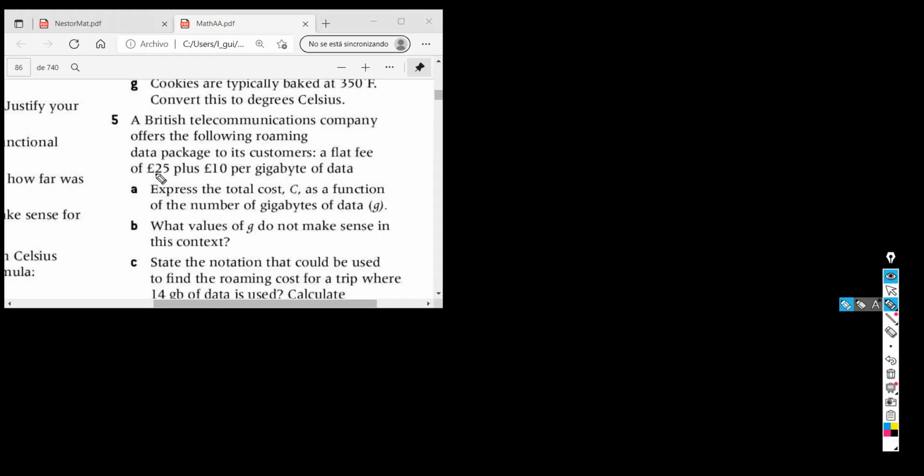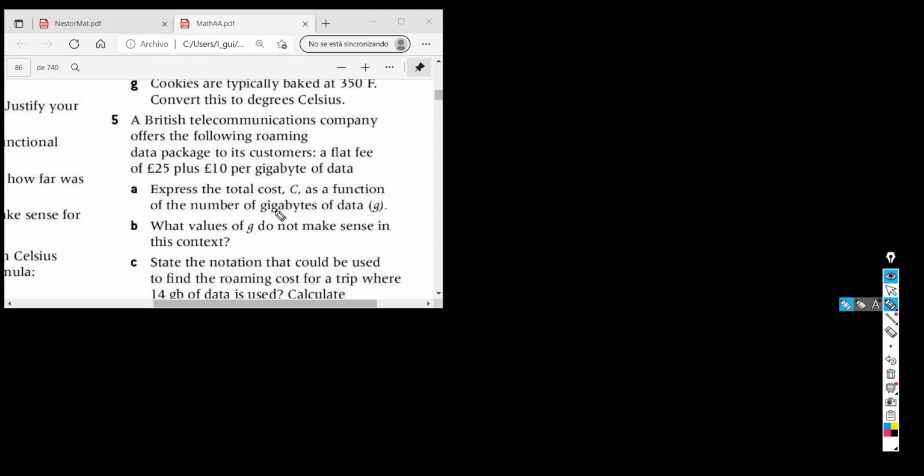So what is a flat fee? A flat fee is the stuff that they charge basically for just having the service, right? I don't know how to translate this into Spanish. Tarifa fija, maybe. I guess that's the translation. So basically, you're gonna pay this 25 pounds even if you don't use any gigabyte of data. That's what I mean. Okay.